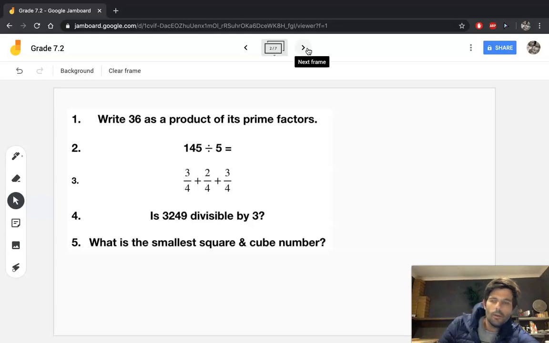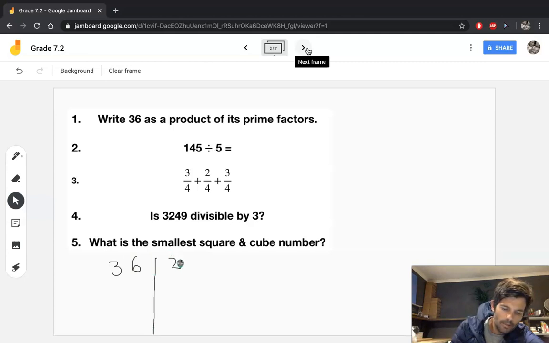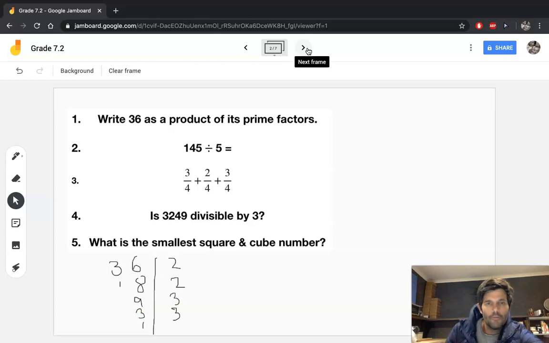Okay, so again, if you're not finished, please press pause, work through it, and then carry on after. So 36, I'm just going to use the ladder method. 36 divided by 2 is equal to 18. Divided by 2 is equal to 9. Divided by 3 is equal to 3. And 3 again. And then I'm left with 1, so now I'm finished.